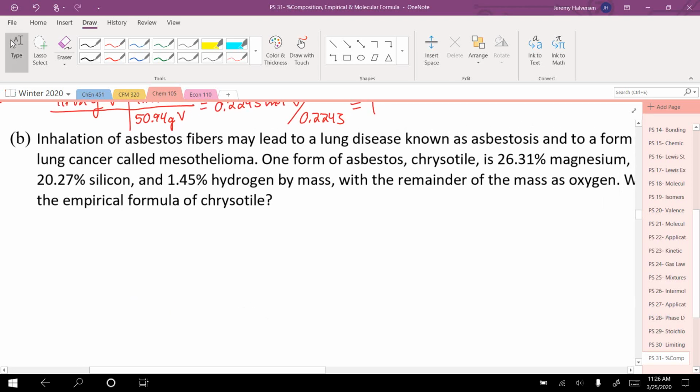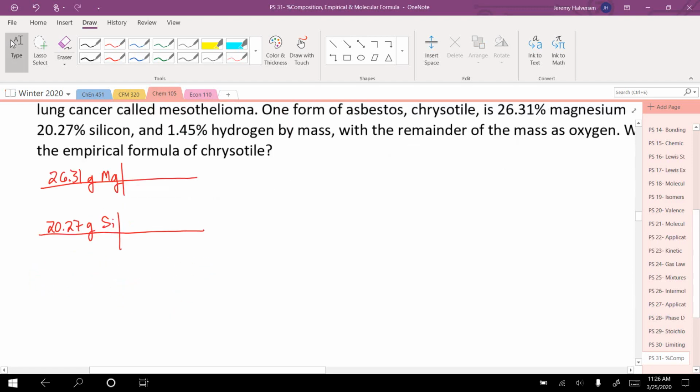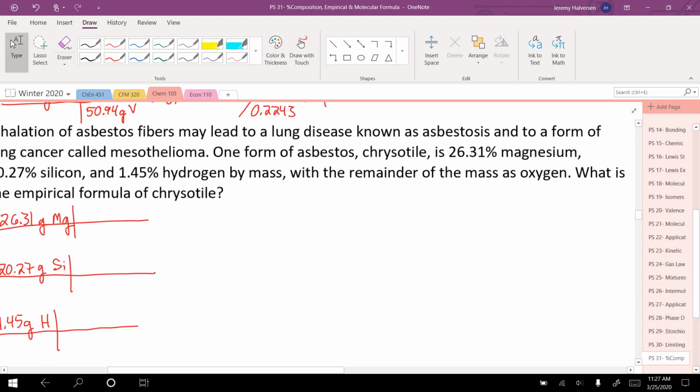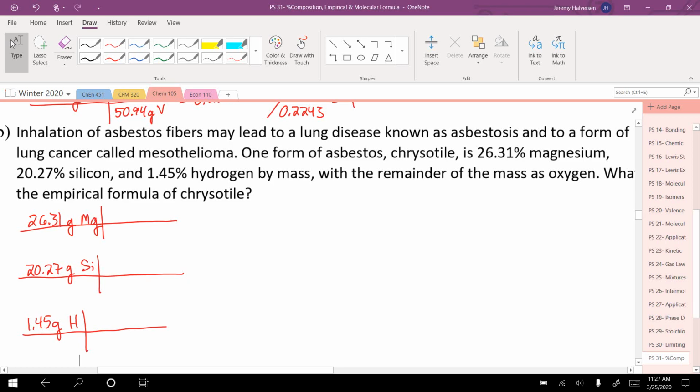So we're going to assume 100 grams, so we can just change our percents to mass. We have 20.27 grams of silicon, 1.45 grams of hydrogen, and the rest is oxygen. So it has to add up to 100, so let's figure out.